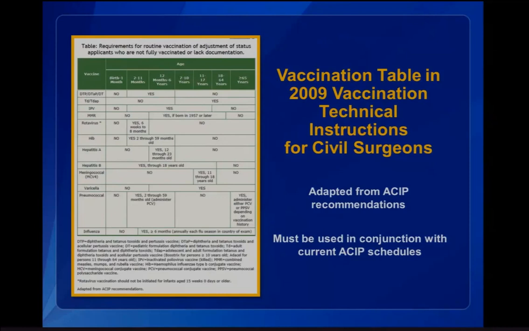You can see for influenza, everybody 6 months and older is required to get an influenza vaccine during flu season, unless there is a contraindication. So again, this table is adapted from the ACIP recommendations and must be used in conjunction with the current ACIP schedules.